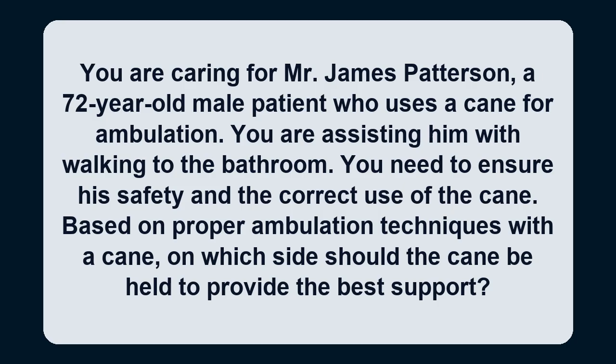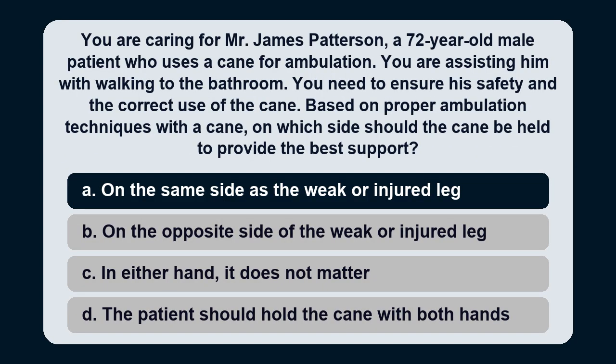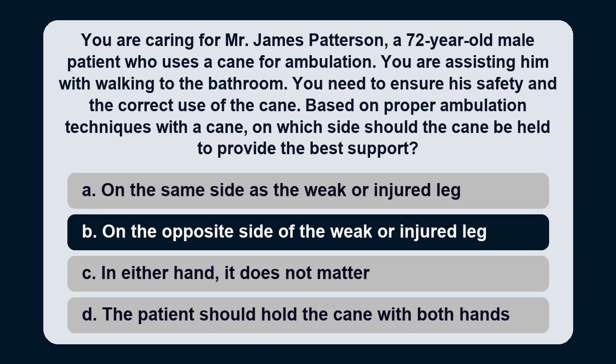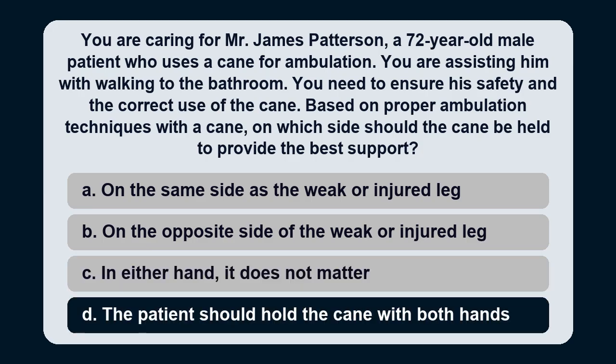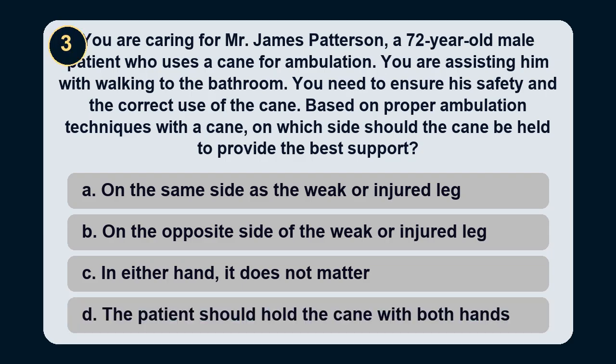Based on proper ambulation techniques with a cane, on which side should the cane be held to provide the best support? Option A, on the same side as the weak or injured leg. Option B, on the opposite side of the weak or injured leg. Option C, in either hand, it does not matter. Option D, the patient should hold the cane with both hands.